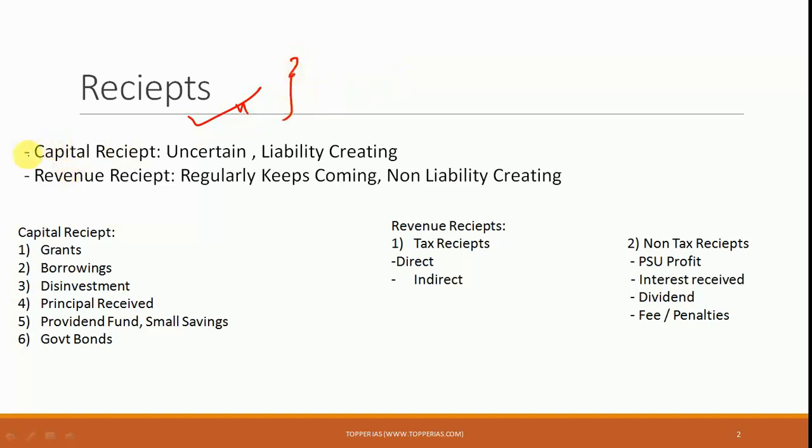Now, the receipts are divided into basically two heads. One is the capital receipts and the second head is that of revenue receipts. Whenever you have to decide whether something is a capital receipt, the primary characteristic is that if an income is uncertain and also if it is liability creating, then that is going to be under the capital receipt. Whereas if a receipt is one which is regularly coming and which is non-liability creating, then that is going to be under the head of revenue receipt.